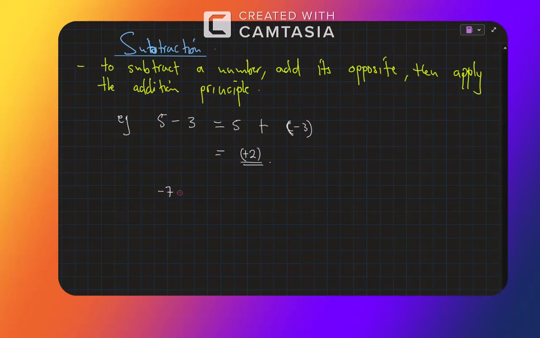Another example, let's say it's negative 7 minus 4. Do the same. Just introduce addition: negative 7 plus negative 4. Now, which principle should you use for addition? They have the same sign. So when they have the same sign, add the values and maintain the sign. So you have 7 plus 4, that's 11, and maintain the sign. That's negative 11. Simple as that, right?